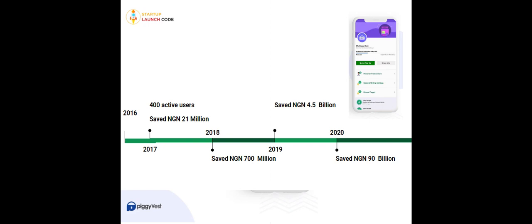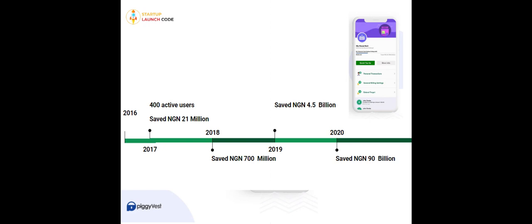Of course, they were engaging the marketplace, and they really didn't spend much on marketing. It was just leveraging that conversation on social media. And by the end of 2017, they had 400 active users, who had saved 21 million. And of course, there were lots of iterations going on. I think they partnered with a commercial bank, which accelerated everything they were doing. And by the end of 2018, they had saved 700 million.